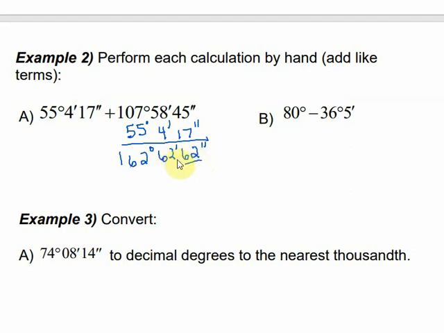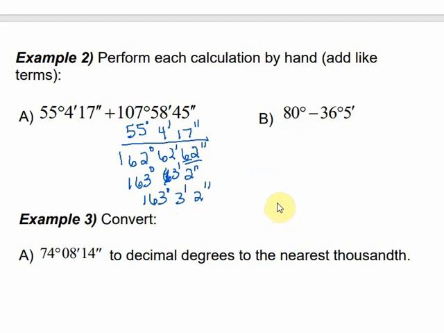But since 60 of those seconds gives me another minute, I need to carry that over. So this 60 is going to carry over to the minutes, and now I only have 2 seconds, and that gives me 63 minutes. But again, I need to carry that 60 over, and that gives me 163 degrees. So let me rewrite that. That's 163 degrees, 3 minutes, and 2 seconds.